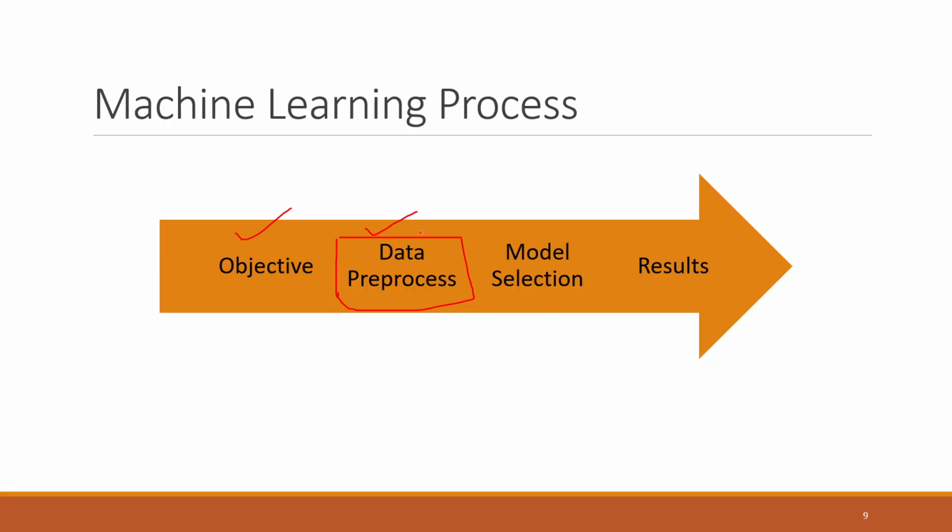And then once the data is prepared, then we select a relevant model. Maybe if it is a classification, we apply any classification algorithm. If it is a regression, we apply a regressor, and then finally we get the results at the output. So this is generic machine learning process. We can apply this on any supervised or unsupervised machine learning algorithm.